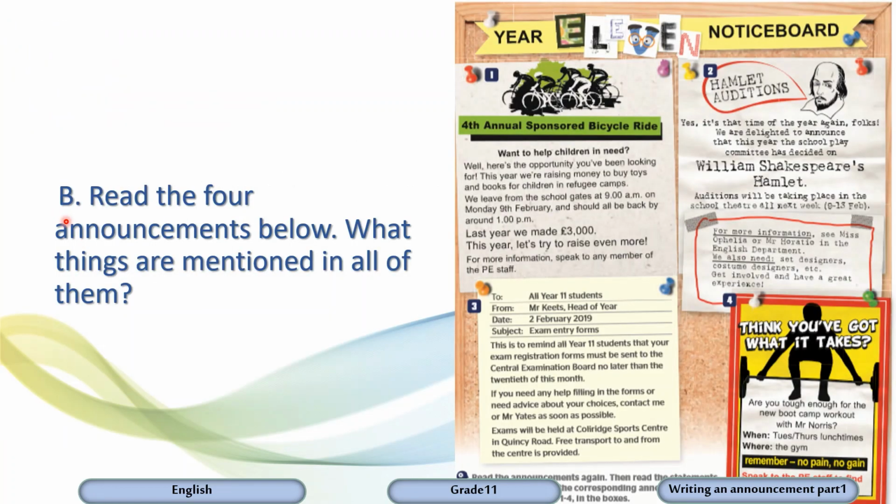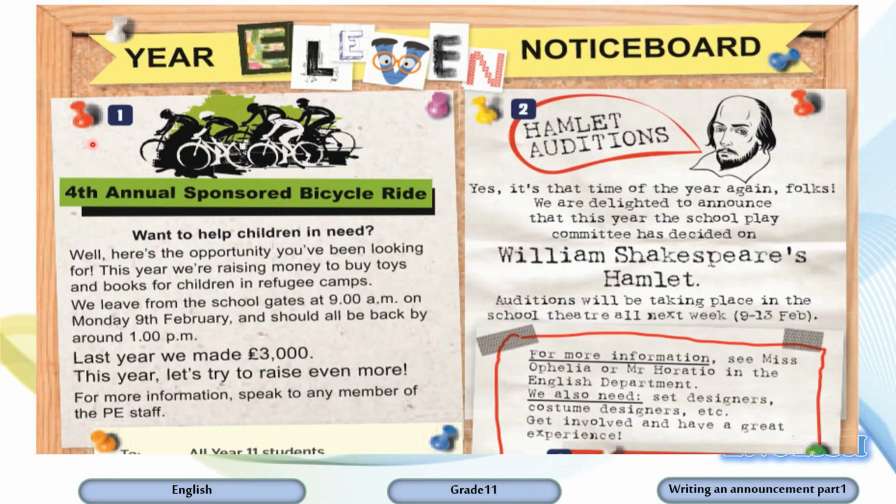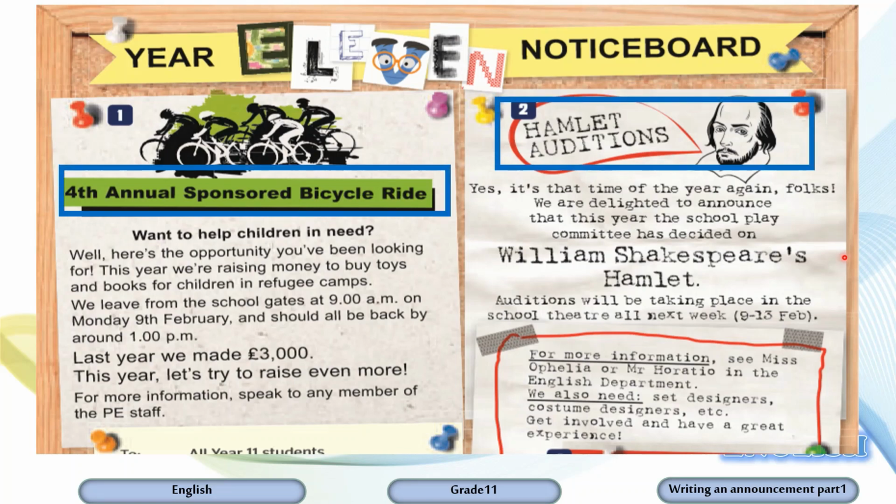All right, now let's read the question B in the rubric. Read the 4 announcements below and say what things are mentioned in all of them. So we are going to identify the details in common between these 4 announcements. Let's start. These are the first 2 announcements. Look at the box text. So both texts are headings and they show the topic of the announcement. This is about the 4th annual sponsored bicycle ride, and the second one is about Hamlet's audition.